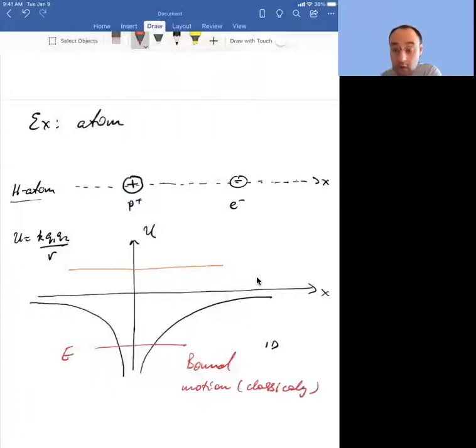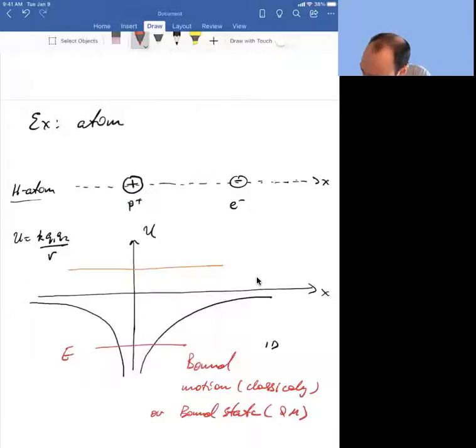Classically, we can talk about motion. Quantum mechanically, we cannot, but classically, we talk about motion. So classically, you have a bound motion or bound state in quantum mechanics. State means wave function. So the property of the wave function is drastically different between when E is less than zero versus when E is bigger than zero, just as the classical motion is drastically different between when E is less than zero versus E is bigger than zero.